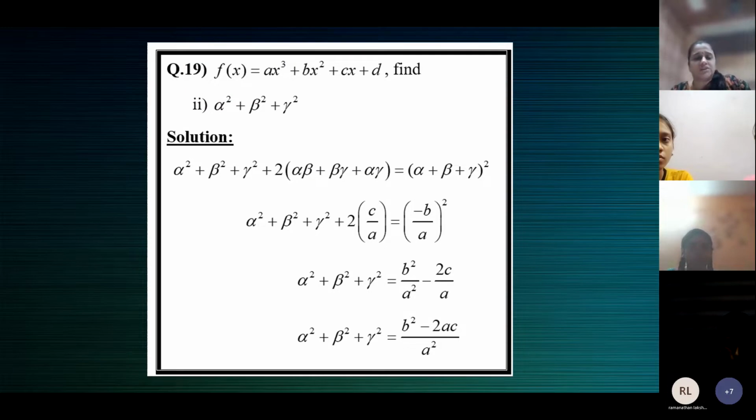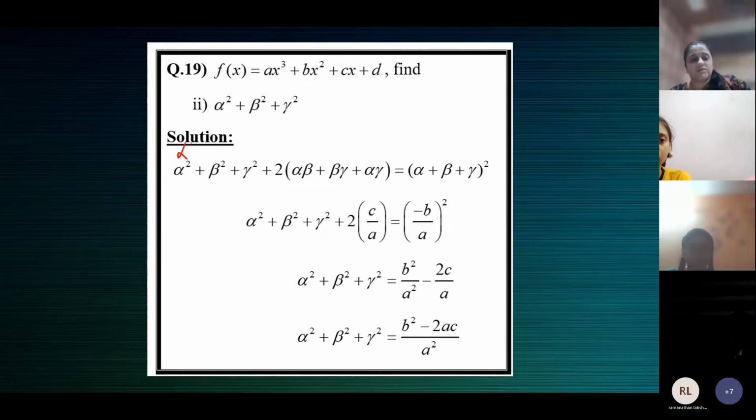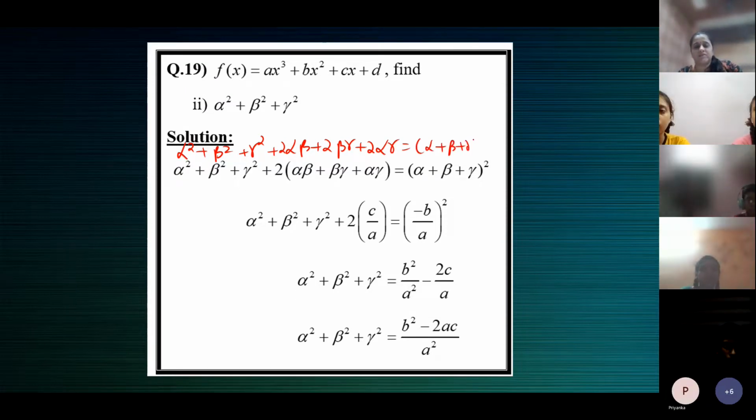So here I've just written it straight away by taking 2 common, children. So don't get confused. I've written alpha square plus beta square plus gamma square plus 2 alpha beta plus 2 beta gamma plus 2 alpha gamma is equal to alpha plus beta plus gamma the whole square. And then we take out 2 common. Then you just transpose, take the LCM and get the value.